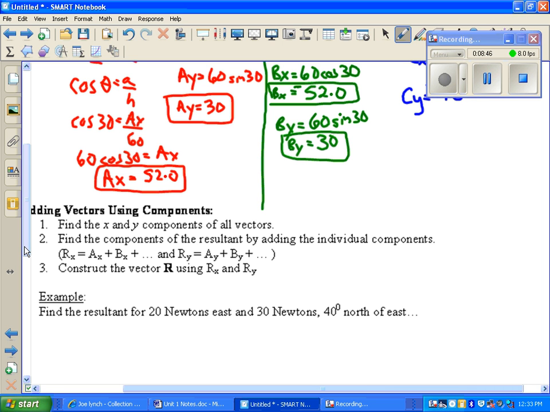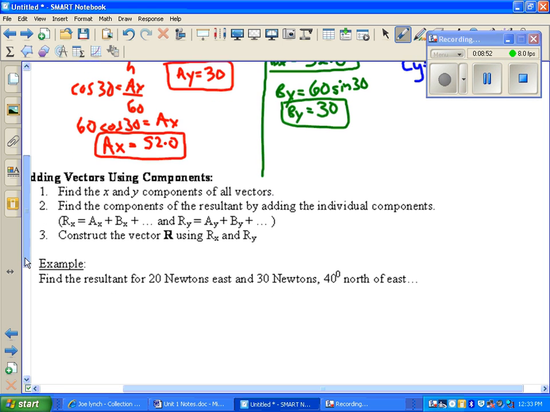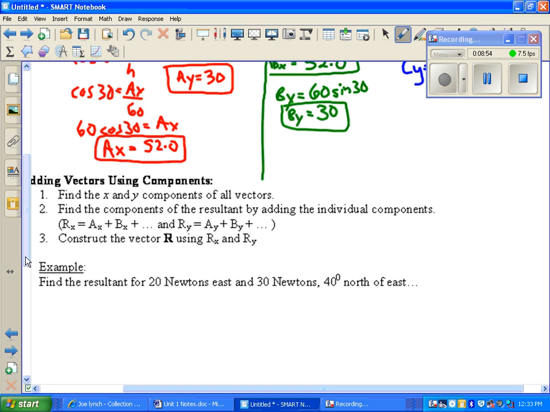Now, we can also add the vectors, find the resultants, by using a component method. In this case, we don't have to draw it out to scale, so it's a little bit quicker, but we do have to use sine and cosine. Some people find this way quicker and easier. Some people struggle with this. But here are the steps.